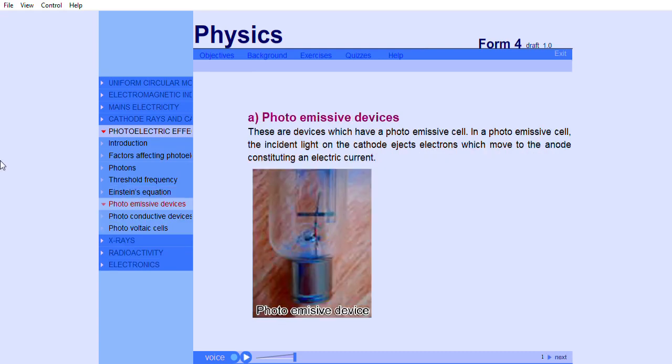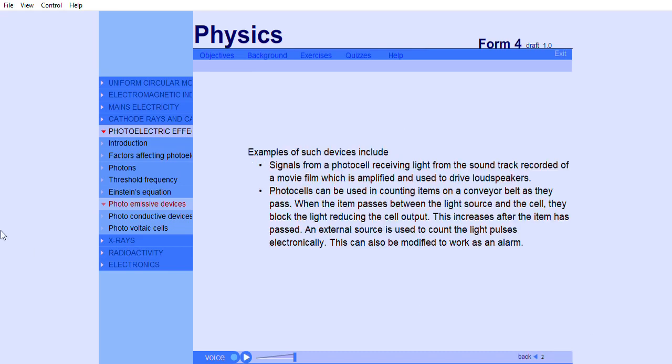Photoemissive devices. These are devices which have a photoemissive cell. In a photoemissive cell, the incident light on the cathode ejects electrons which move to the anode, constituting an electric current. Examples of such devices include signals from a photocell receiving light from the soundtrack recorded over a movie film, which is amplified and used to drive loudspeakers.